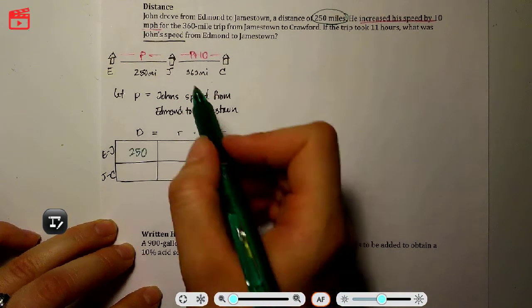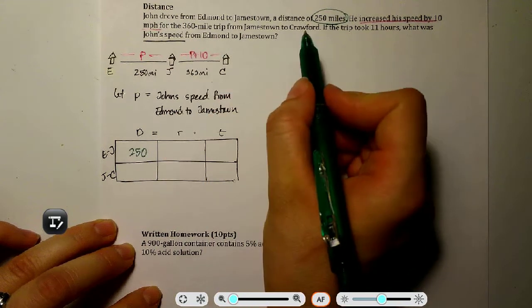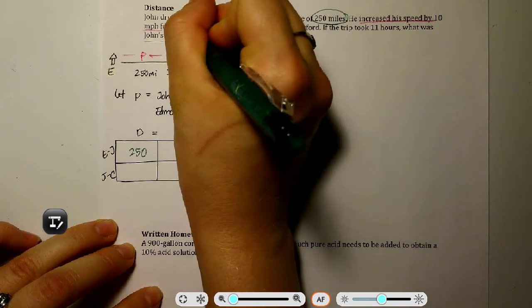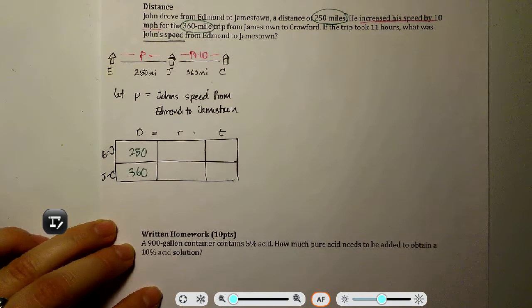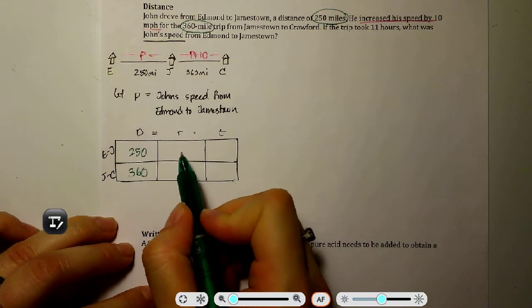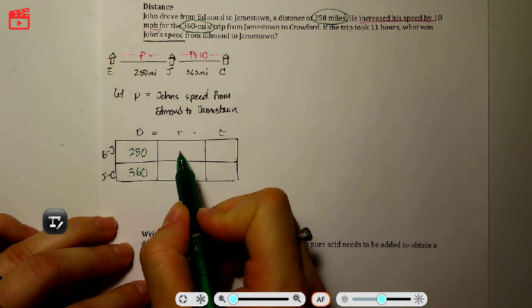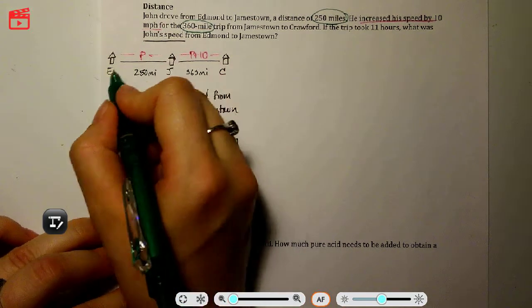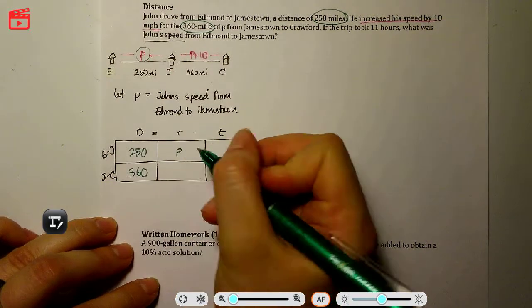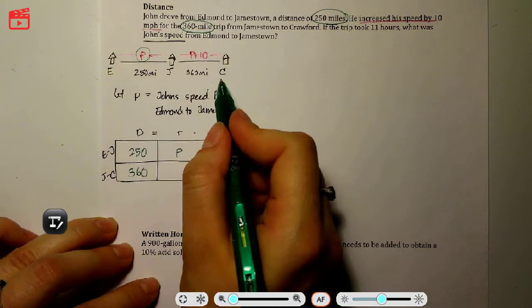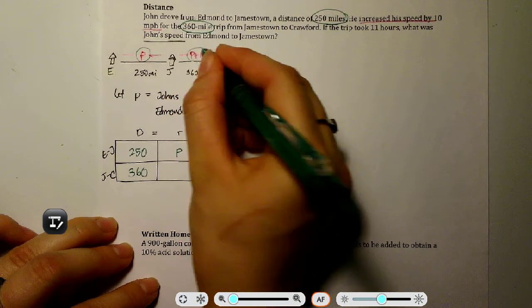Do you know the distance from Jamestown to Crawford? Yes, we do. 360. Okay, going pretty well here. Now, let's see. Do we know the rates? How fast they were going? Well, we kind of do. We know the rate from Edmond to Jamestown was P. And we know the rate from Jamestown to C was P plus 10.